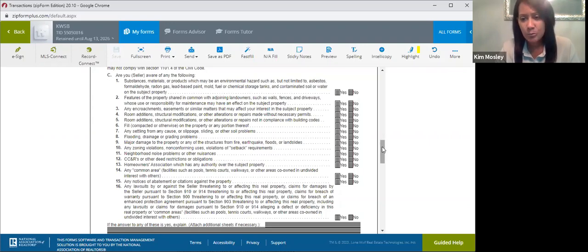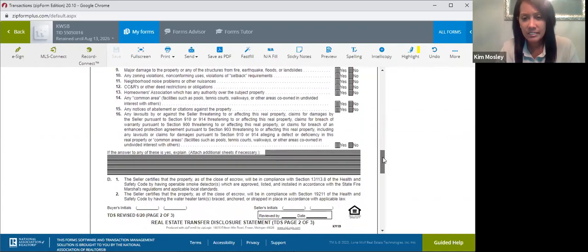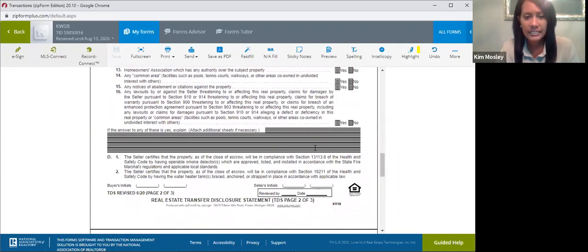So anyhow, again, page 1 and 2, the seller has to do that themselves. And anything that's marked yes, you give the explanation here. This is where they need to explain why it's marked yes. Okay. On D1 and D2, this is just where the seller certifies that the property will be in compliance with the health and safety code by having the operable smoke detectors. And then same thing on number 2, the seller is in compliance with the health and safety code by having the water heater strapped and braced.